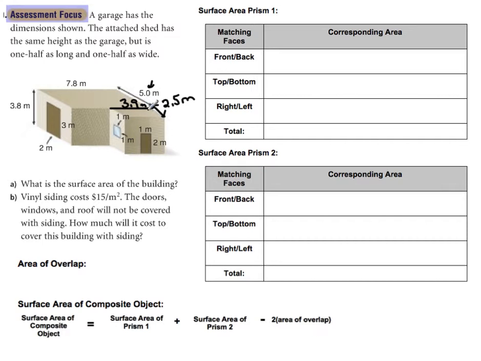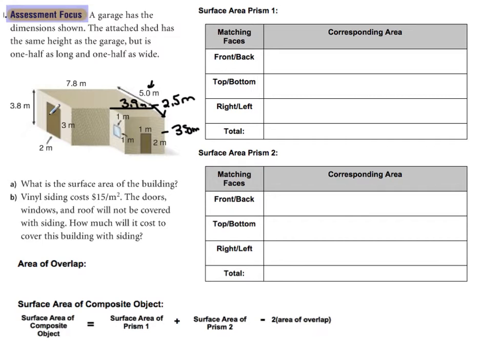meters. So that would be the dimensions that you're missing, and it actually has the same height, so that's equal to 3.8 meters. Okay, because it's the same height here as here. All the heights are the same. Okay, it asks you for what is the surface area of the building. So we have two prisms. So let's call the bigger prism 1 and the smaller prism 2 for convenience sake.